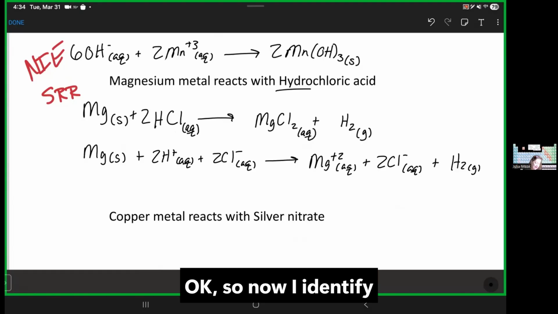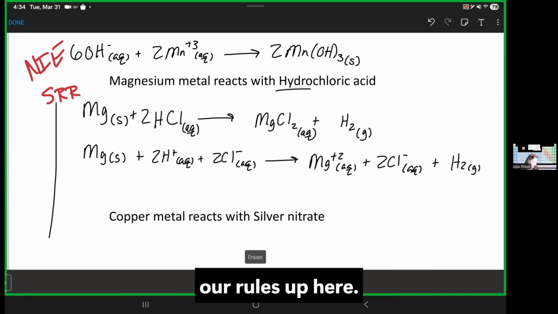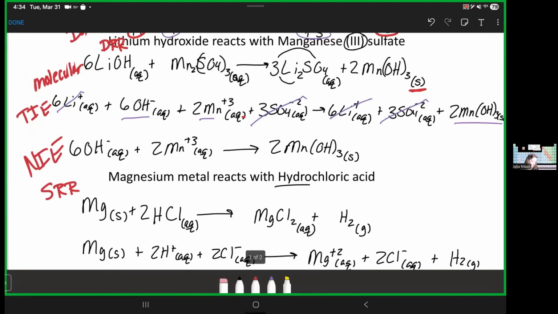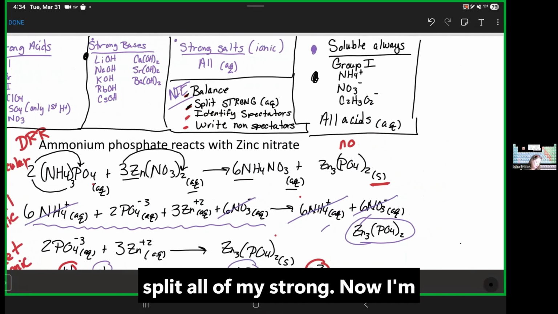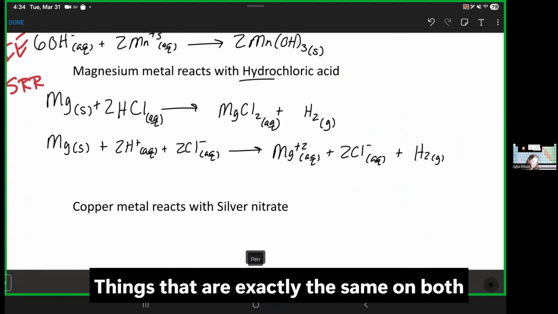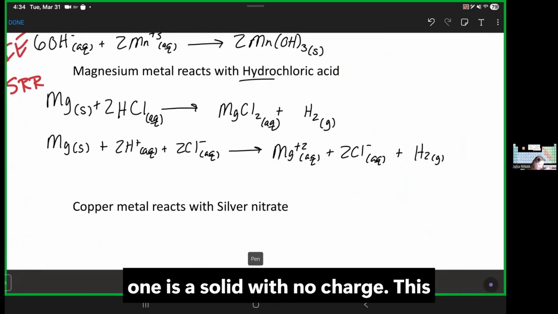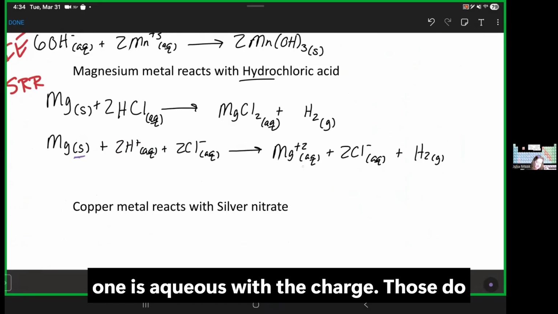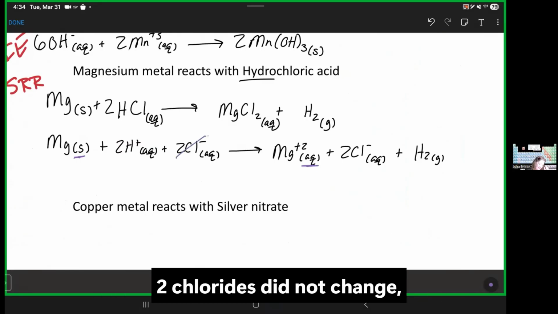Okay, so now I identify my spectators, following our rules up here. I did my balanced equation. I split all of my strong. Now I'm going to identify my spectators: things that are exactly the same on both sides. My magnesium is not the same. This one is a solid with no charge. This one is aqueous with a charge. Those do not cross out. Those are not spectators. He changed. My 2 chlorides did not change. They are exactly the same.